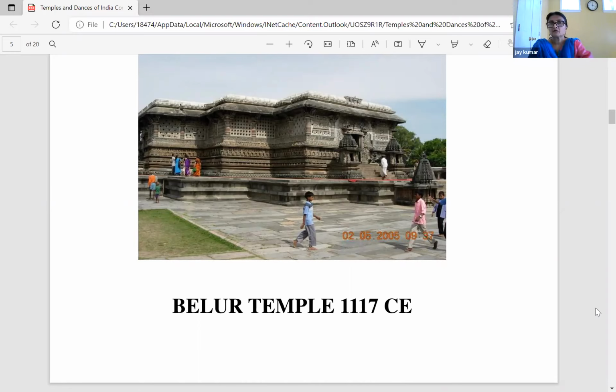You can see a lot of intricate carving all around the temple, on the outside wall of this temple. It is still a functioning temple. There are many temples in India which are not, where there are no services because of several reasons, but this is one such temple where people do go and worship, and services are provided by the authorities.